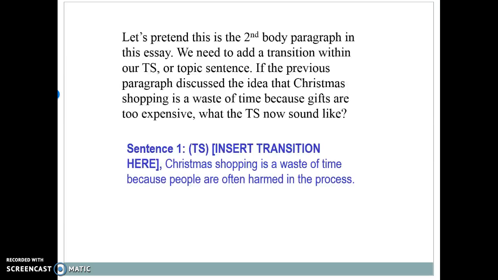So let's go back to our previous example. Christmas shopping is a waste of time because people are often harmed in the process. We'll remember that paragraph. Let's pretend for a minute that this is the first topic sentence in the second body paragraph. So there's a paragraph before this. But we need to add a transition between that first paragraph and this current one. So if the previous paragraph was discussing that idea that Christmas shopping is a waste of time because gifts are too expensive, what would that topic sentence now sound like? So we'd add a transition before that clause. Pause, come up with your own, see if you can come up with a strong transition.